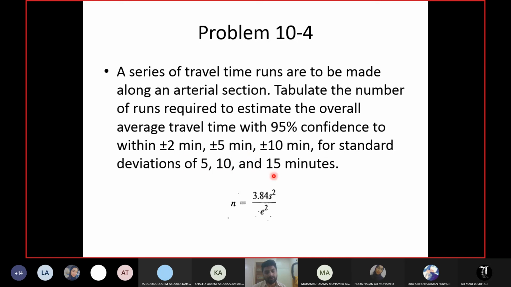Now for the 95% confidence interval, we already derived the equation for sample size for spot speed. We will use the same equation, which is this one. n is what we are calculating, s is standard deviation, e is the tolerance level, and 3.8 is the constant given for the 95% confidence interval. For example, if I use a standard deviation of 5 and a tolerance level of 2 minutes, then this equation will give me a value of 24.